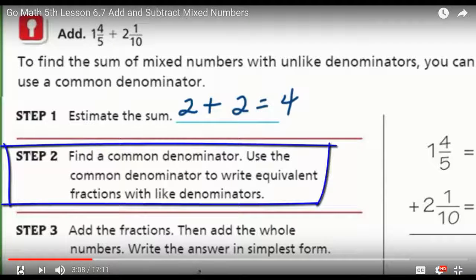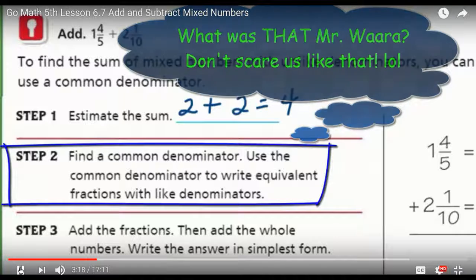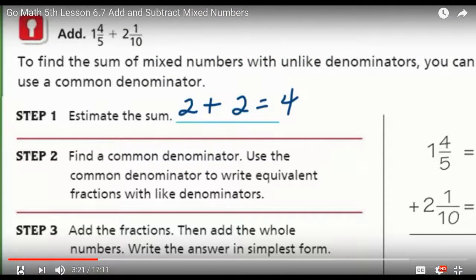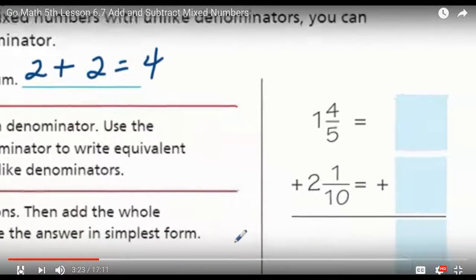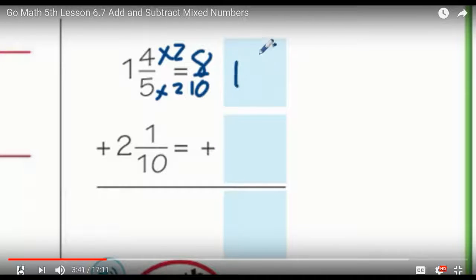Now it says find a common denominator. Use the common denominator to write equivalent fractions with like denominators. When I look at those two, I can see that 10 is definitely a multiple of 5. 10 is a multiple of 10 because 10 times 1. So for 4/5, I would want to make a like denominator here. If I wanted a denominator of 10, then I'd multiply it by 2 to get that 10. Multiply that by 2, and I get 8. So I'm going to have 1 8/10, assuming that's what that blue box is for.